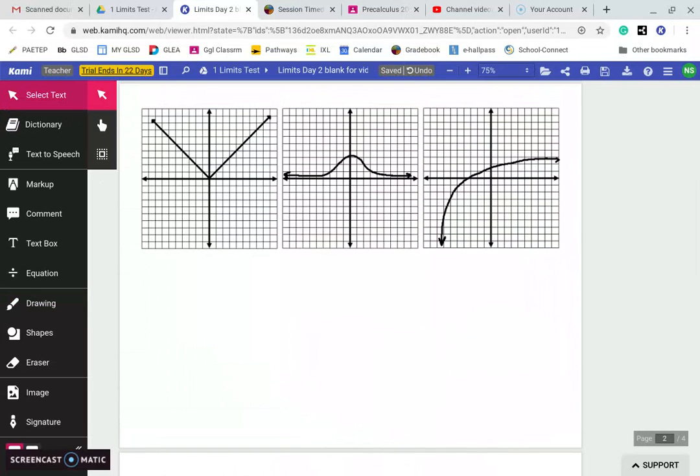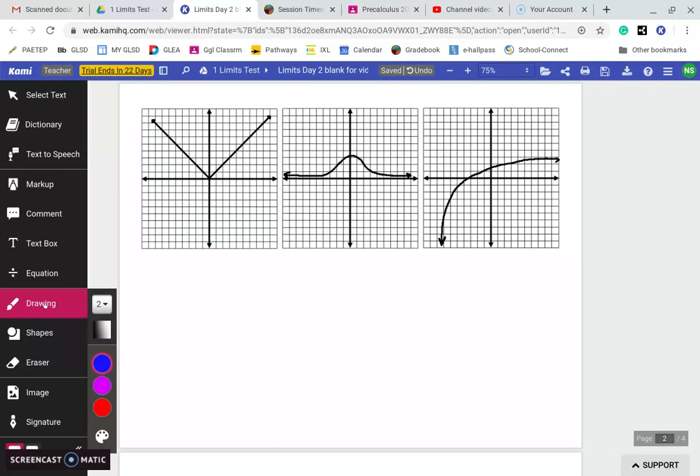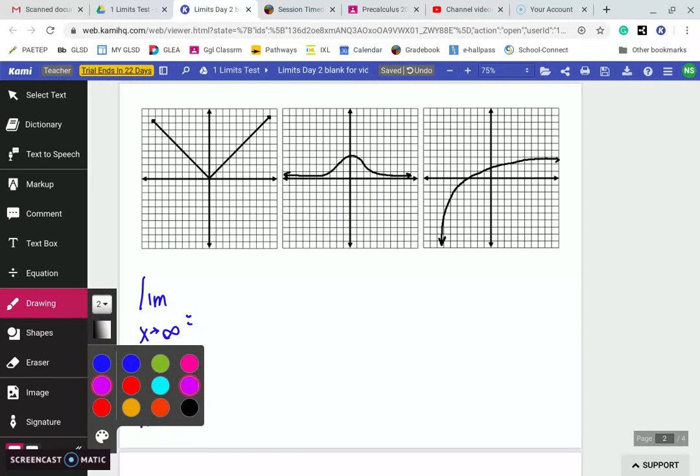So for all three of these graphs, I just want to know those two limits that we just talked about. So the limit as x approaches infinity and the limit as x approaches negative infinity. So we want to find those limits for all three. So again, we don't care what's happening here in the middle. None of this matters. All that matters is what's happening on the ends.